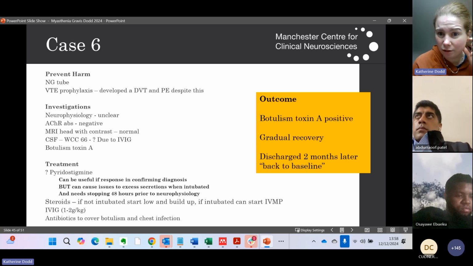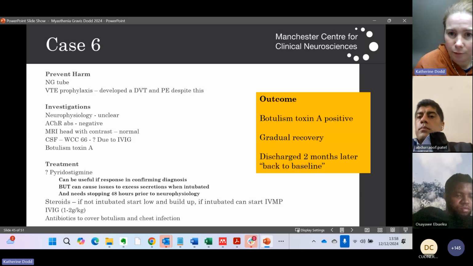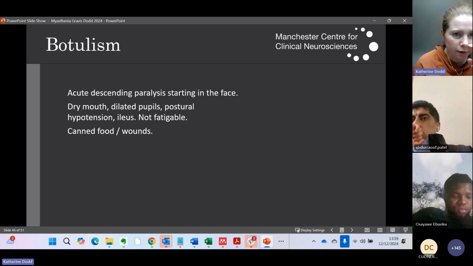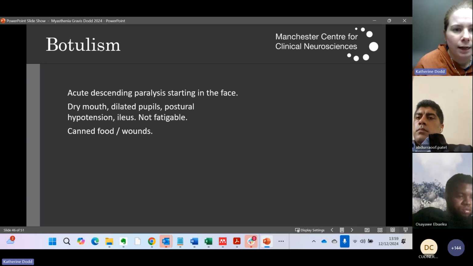So with botulism, they just get better on their own. And 2 months later, he went home back to baseline, and he was fine. Obviously, you've got to get them through that acute illness where they can develop respiratory failure, but after that, they tend to get better. So it's generally recognised in acute descending paralysis starting in the face with dry mouth, dilated pupils, postural hypotension and ileus. And you get it either from wounds, or the other one is canned food, canned meats you can get it from.